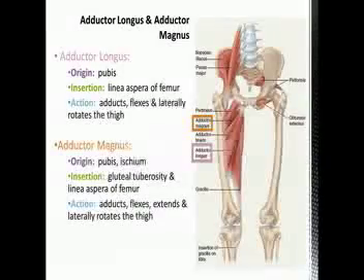All right, adductor longus, adductor magnus. Adductor longus origin point is the pubis. Its insertion point is the linea aspera of the femur. And then the action of adductor longus includes adduction, flexion, and lateral rotation of the thigh. Adductor magnus, its origin point is the pubis and ischium. Its insertion point is the gluteal tuberosity and linea aspera of the femur. Well, its action includes adduction, flexion, extension, and lateral rotation of the thigh.